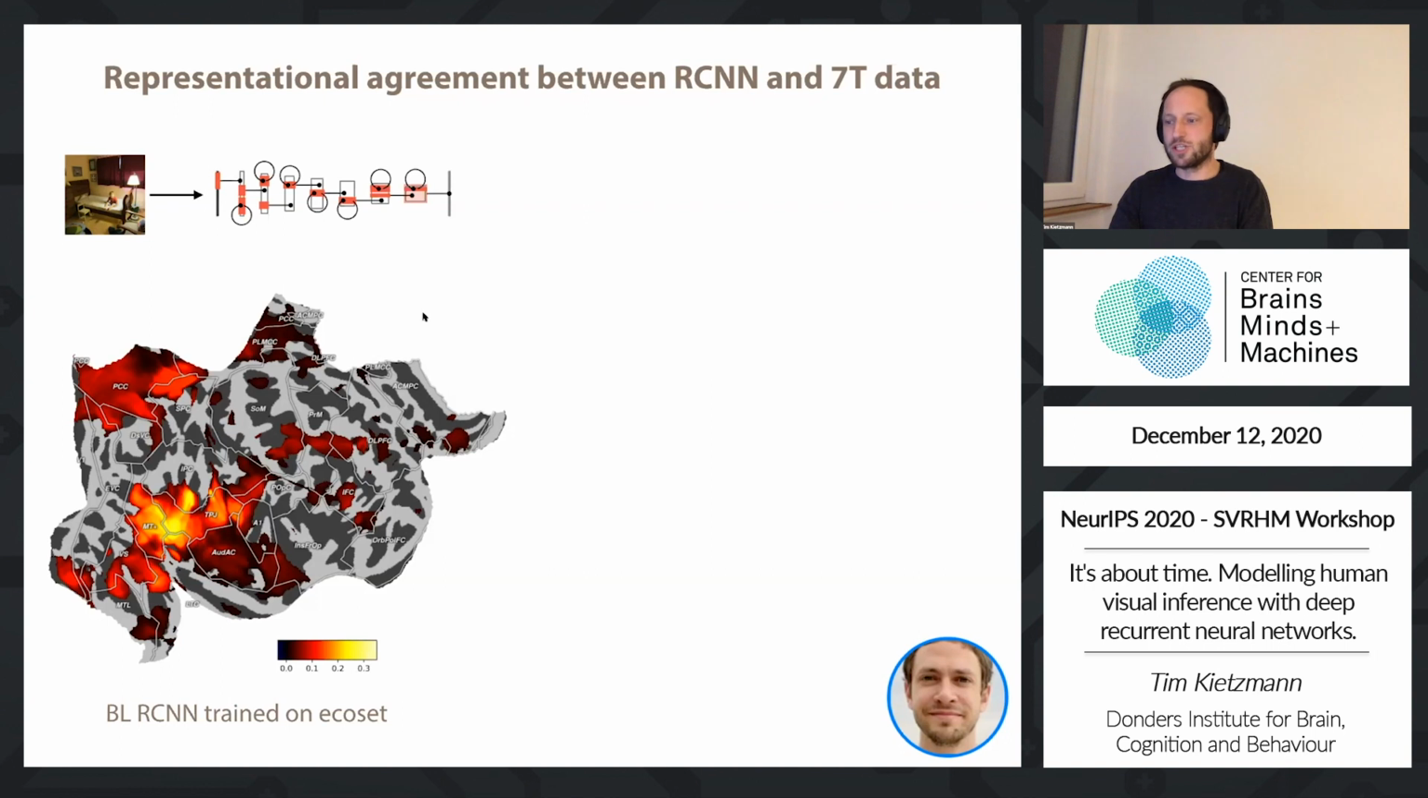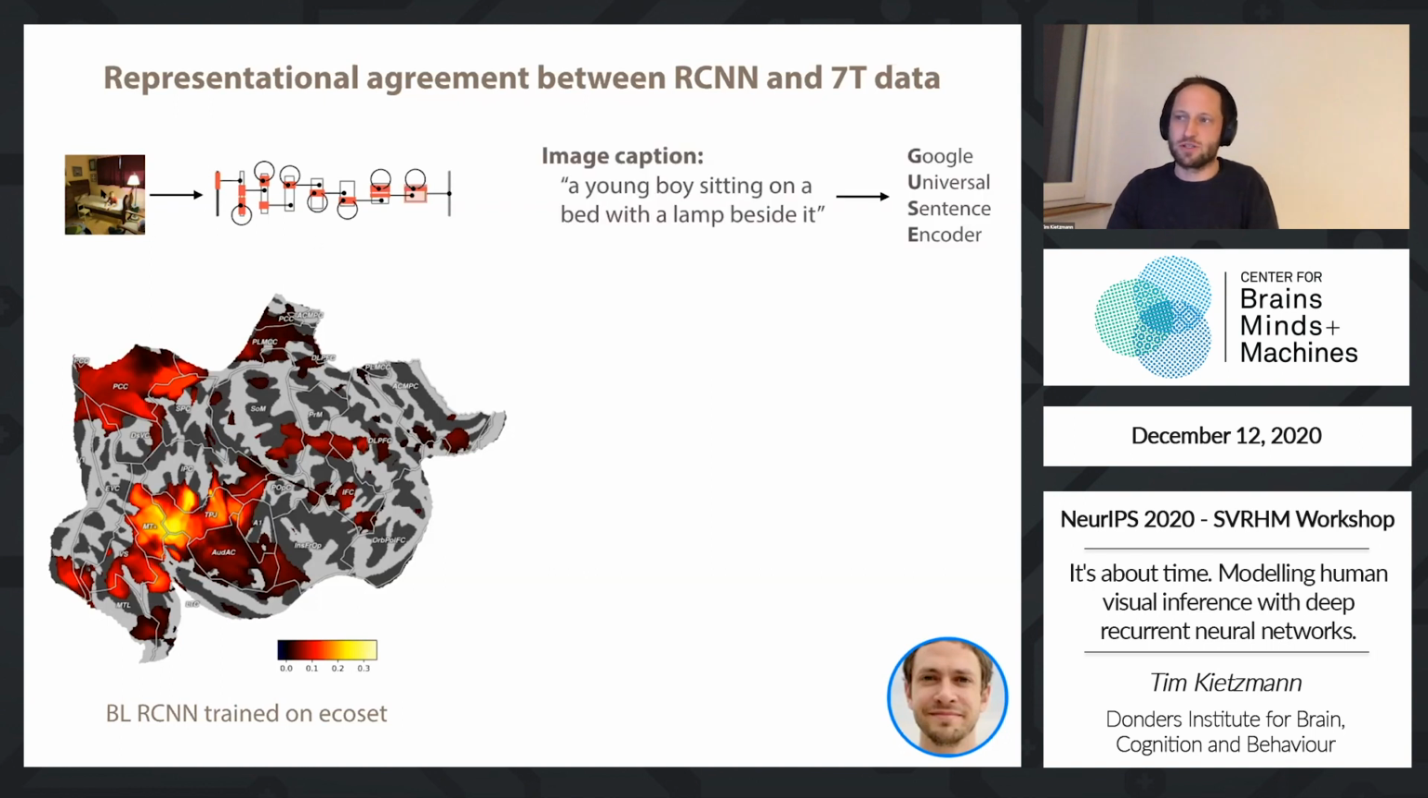What we can do in addition is we can get an image caption. So for this image, I don't know how visible it is for you, but it's basically a young boy sitting on a bed with a lamp beside it. This is an image caption, and this gives you an idea of the semantics. This isn't talking about low-level elements in the scene. This isn't saying there's a bright spot to the top right and a red curtain in the top right that has certain vertical patterns or so. This is a very high-level semantic description, a language or linguistic description of what happens in the scene.